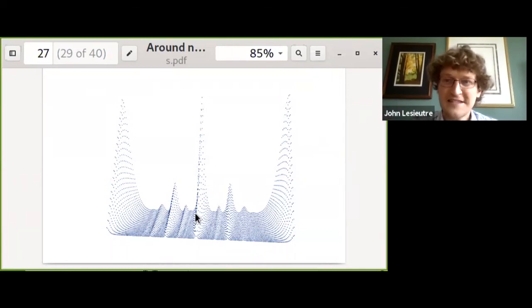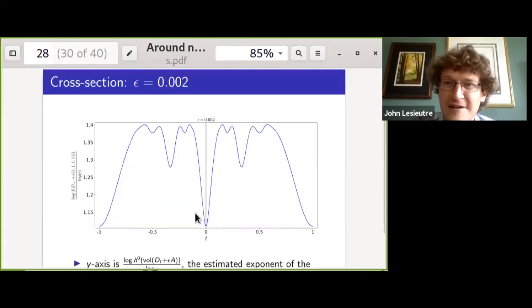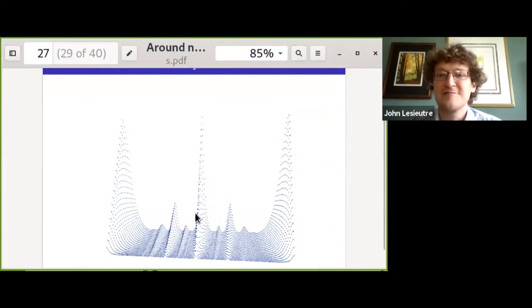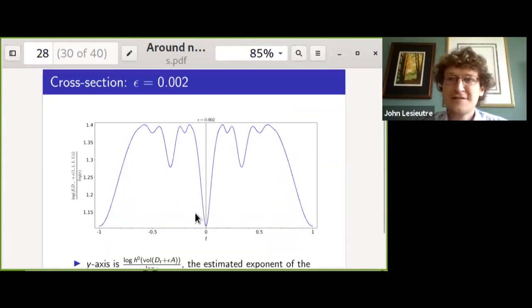All right, so I think this is kind of interesting in and of itself. I hope you agree it's a fun picture. Let me show you a few more things related to this. Here's a plot now as you vary the divisor around the circle and you add 0.002 times an ample and you compute the volume.